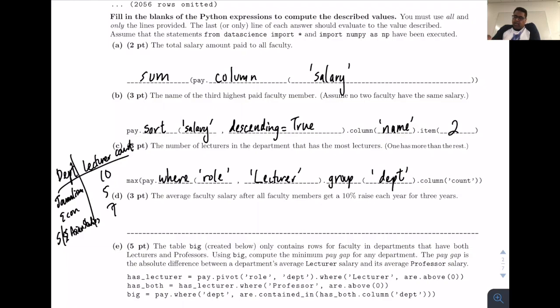So then dot column count is just going to take this column here, which will just have all the numbers of lectures that each of the departments have, and if we take the max of that, that will tell us the number of lecturers in the department that has the most lecturers. It's not going to tell us the department name because we're just taking the column count. We're not keeping track of the department as well. We're just going to find the number of lecturers in the department that has the most lecturers. So that's kind of how we approach problem C.